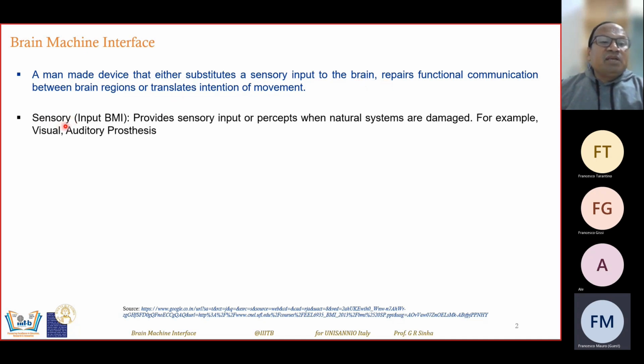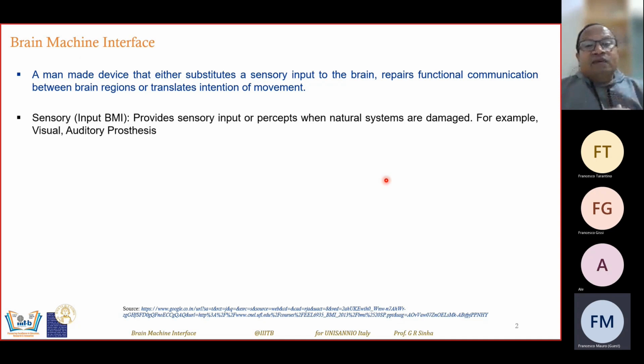What do you mean by sensory BMI? It is input BMI. It provides sensory input or perception ability when natural systems are damaged. It means your sensory input is not good, then you are taking help of brain-machine interface. I hope you are understanding. You must have seen people using some device in their ears to improve their hearing ability. I'm not saying that's a perfect example, but that comes under this kind of application where there is some loss in the sensory ability, and you are trying to improve it with the help of some machine. And therefore it is called brain-machine interface.